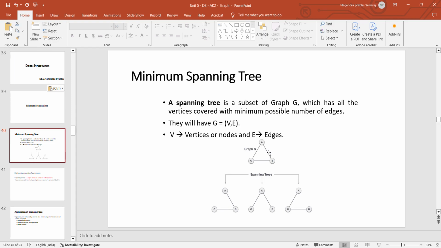Now what does spanning tree mean? You want to cover all the vertices with the minimum number of edges. So what are the possibilities? See the movement of my mouse. This one is one possible, this is one possible, and this is one possible. So totally 3 are possible. This is the way you have to calculate the spanning tree.